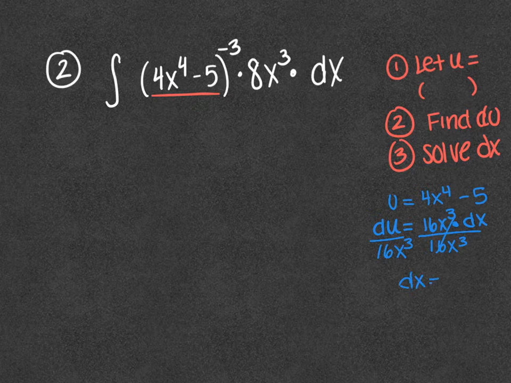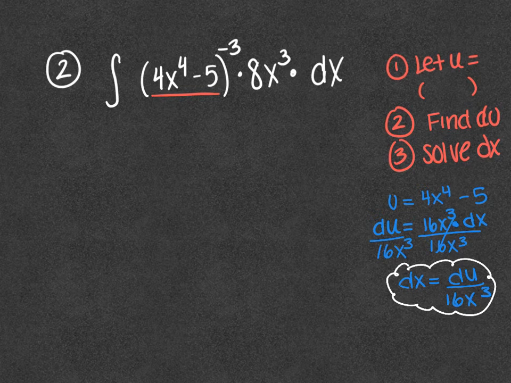So we get dx is equal to du over 16x to the third. Perfect. So now that we have our preliminary information, we have what dx is, right? That's the most important part. I'm going to go back to my original integral and plug stuff back in. So this stuff right here, my 4x to the 4th minus 5, that's my u.